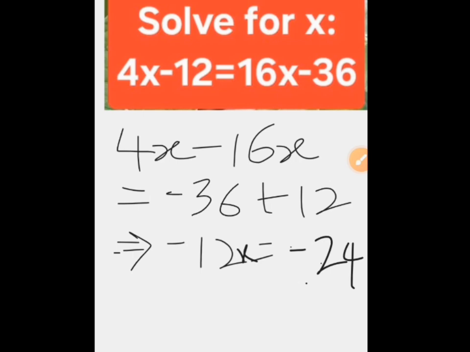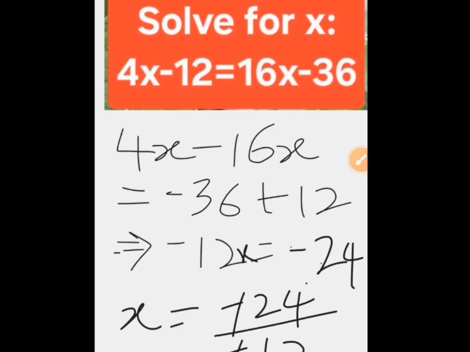If minus 12x is equal to minus 24, the two sides have the same sign, that's minus minus, and that already cancels each other. It simply means that x will be equal to minus 24 all over minus 12. This cancels this. 12 goes here 1, goes here 2. So x equals 2. So the value of x in this is 2.